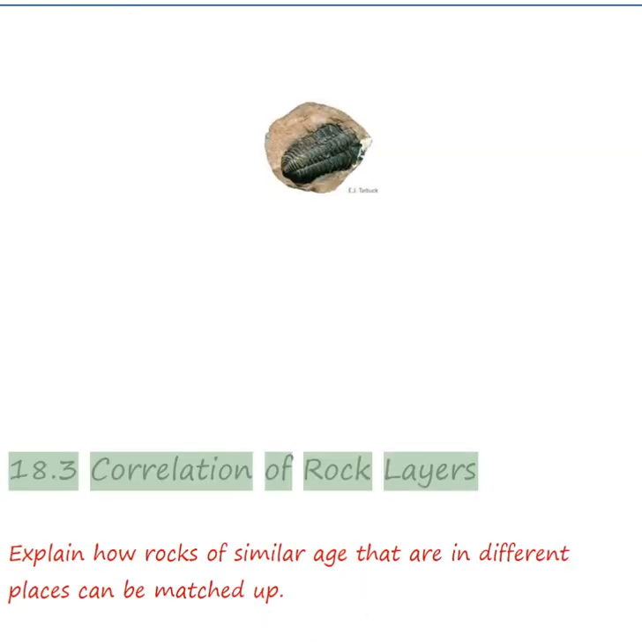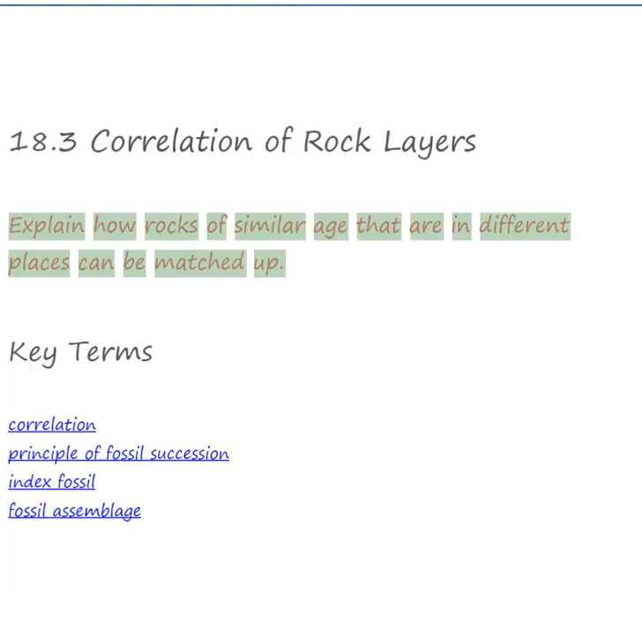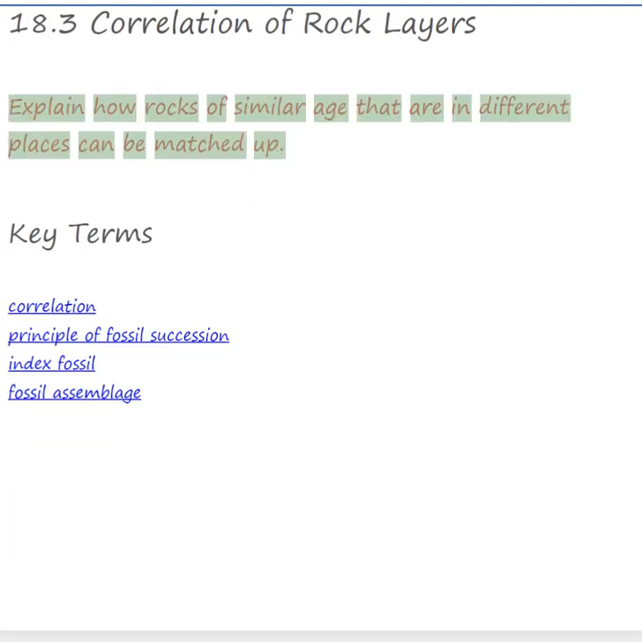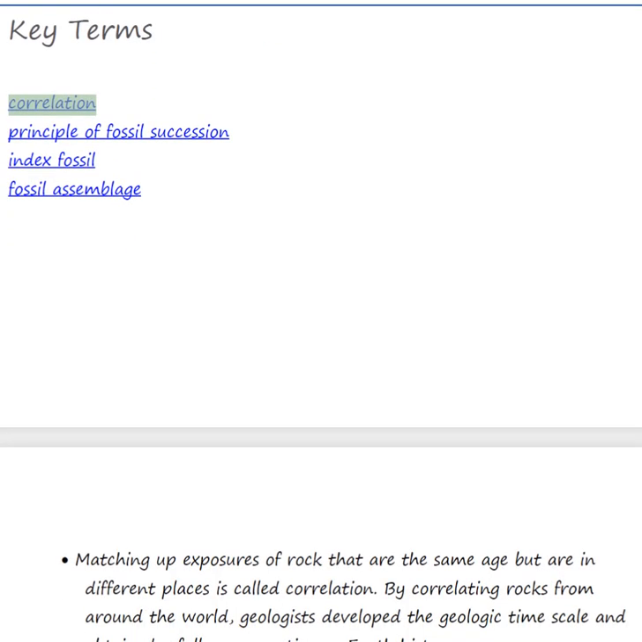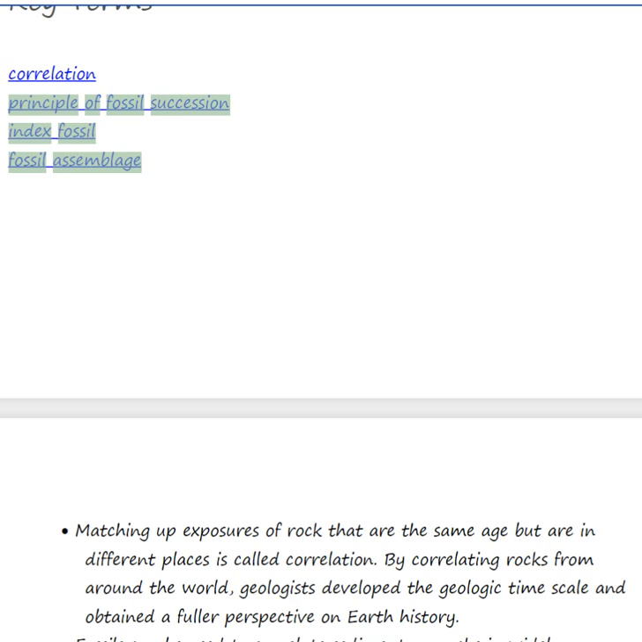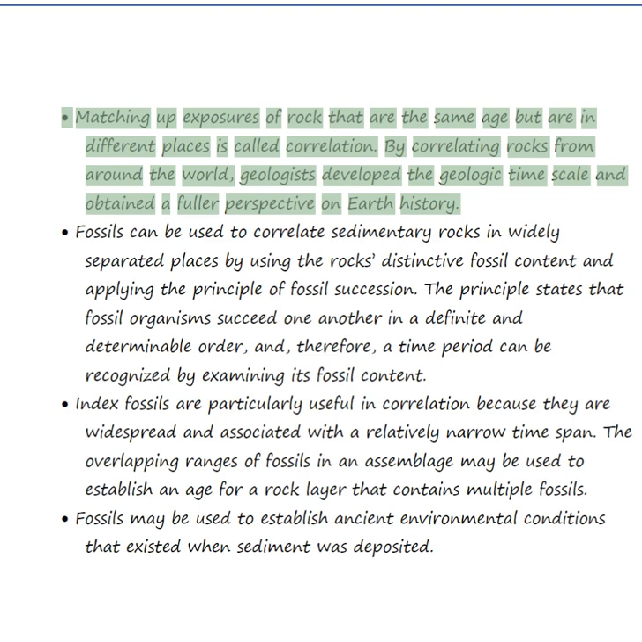18.3 Correlation of rock layers. Explain how rocks of similar age that are in different places can be matched up. Key terms. Correlation. Principle of fossil succession, index fossil, assemblage. Matching up exposures of rock that are the same age but are in different places is called correlation. By correlating rocks from around the world, geologists developed the geologic time scale and obtained a fuller perspective on Earth history.